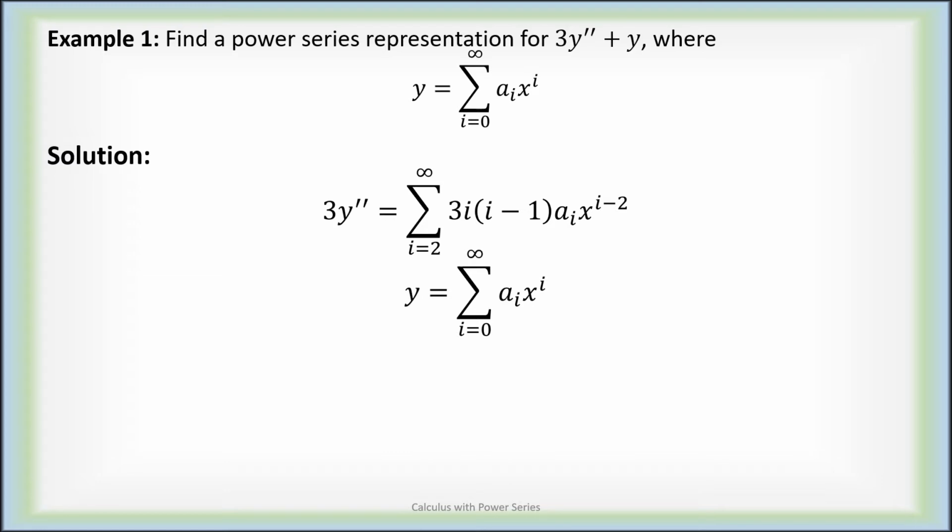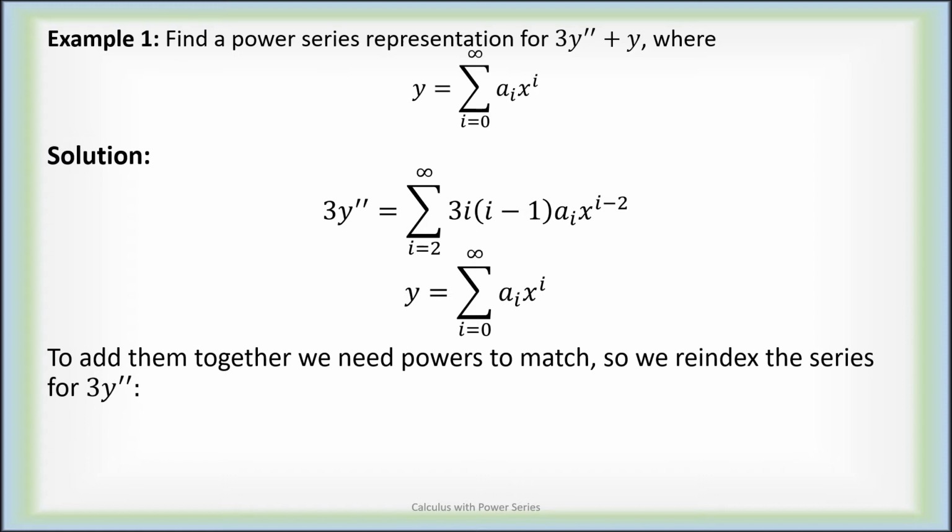So here are the power series that we have for 3y double prime and y. But to add them together, we need the powers to match. So we're going to need to reindex the power series for 3y double prime. And we do it as such. So originally this series would start at index 2, meaning our first power of x would actually be x to the 0. So instead, we're going to start our series at index 0 and make that the power of x.